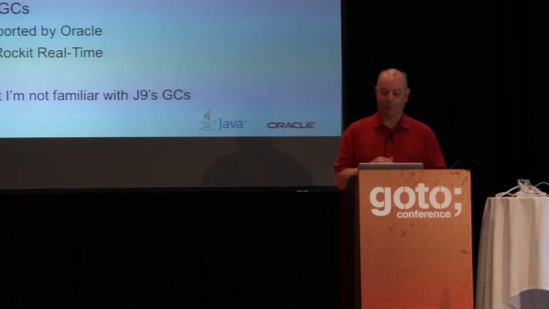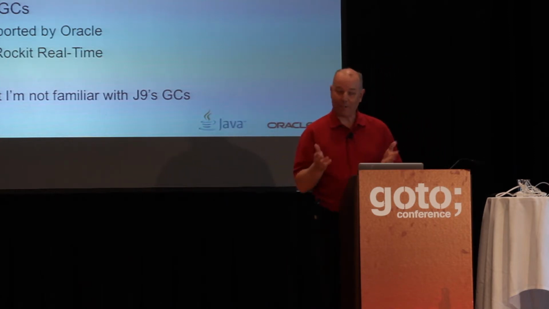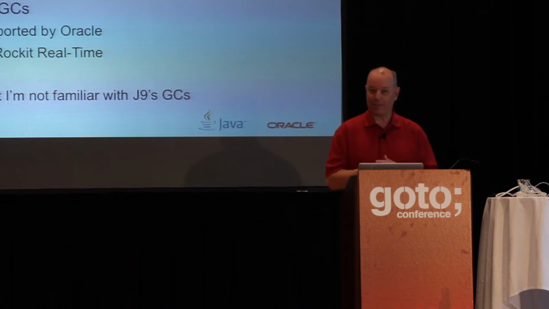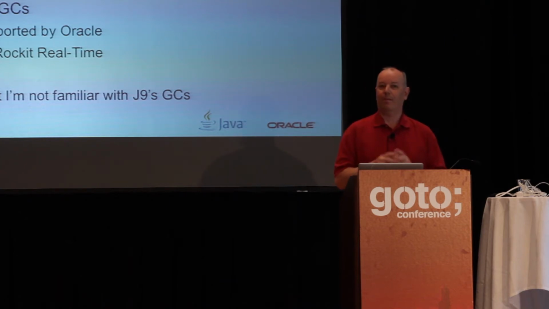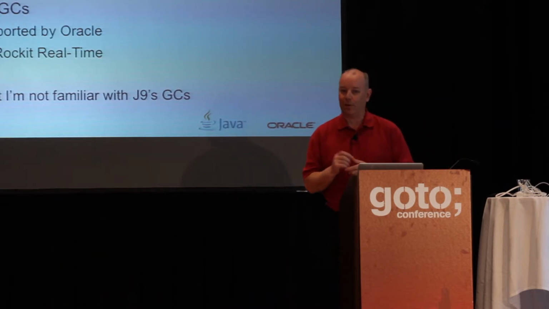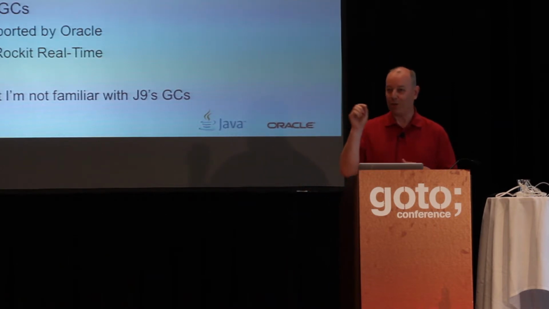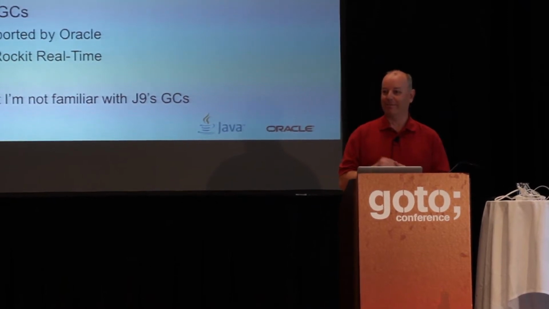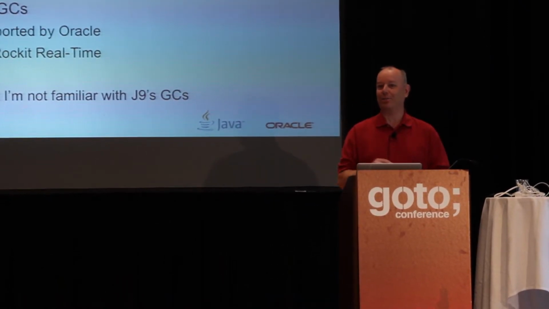Zing from Azul, C4, is a generational collector. J9 from IBM, as far as I know, and I'll admit that I don't know a lot about the J9 collectors, they are generational GCs. I think the one exception to that is their real-time collector called Metronome. If you want to know more about IBM J9, I'm sure John is roaming around here somewhere and he can give you all of the gory details.